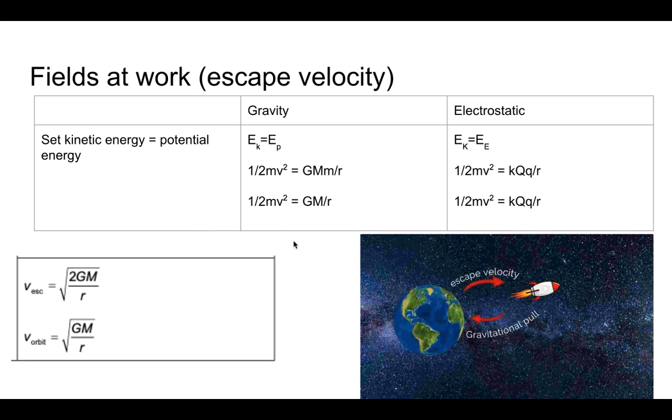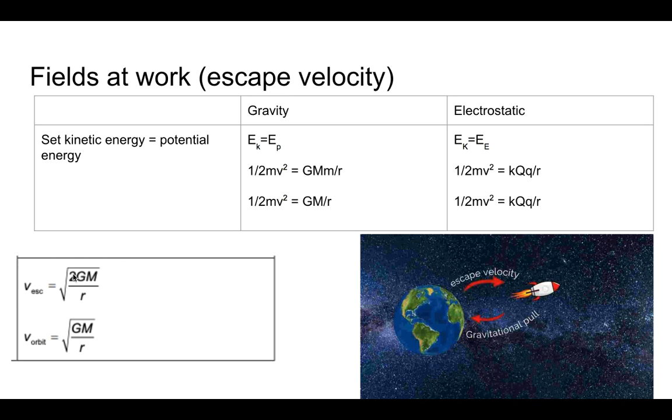Escape velocity is basically the amount of speed needed to completely remove the object from that orbit. So imagine if you had the satellite here, or not satellite, but rocket here on Earth. At some speed it's going to orbit, but at some faster speed it's actually going to leave and not come back. So what you do is you set the kinetic energy, which is the moving energy of the object, equal to the potential energy, gravitational potential energy. For electrostatic, you set kinetic energy equal to electrical energy. So what you end up with is, for gravity, you get 1/2 mv squared equal to GMm over r, which simplifies to the escape equation.